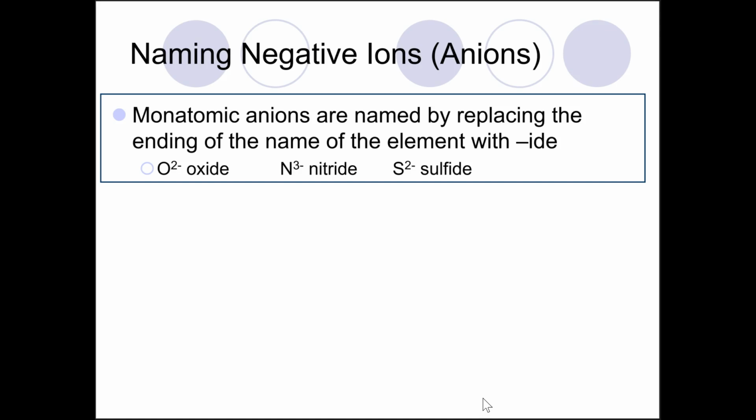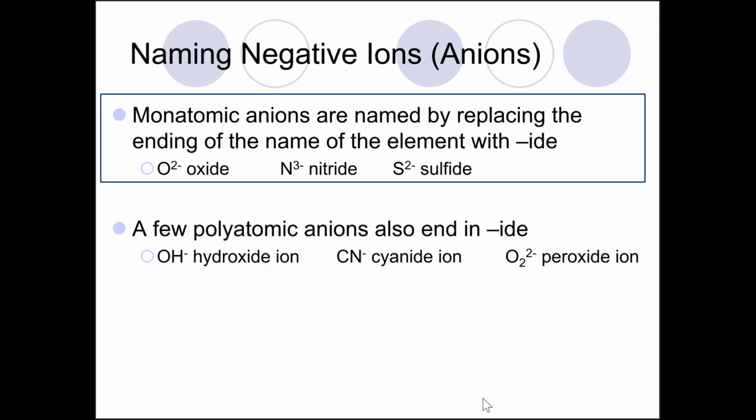The good news is there's not very many of these, so you're going to see them over and over again because there aren't very many -3, -2, and -1 charged things. Most of the polyatomic ions you have to memorize have negative charges. 3 of those polyatomic ions you have to memorize.